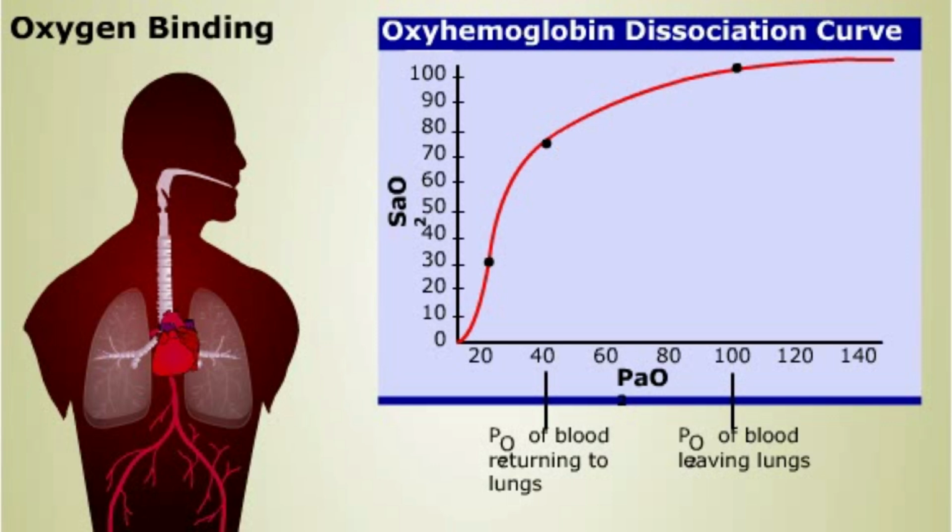When cells are working hard, such as muscle cells during exercise, they need more oxygen, and the partial pressure of oxygen drops even more in their vicinity. The saturation of hemoglobin by oxygen can drop as low as 20%.